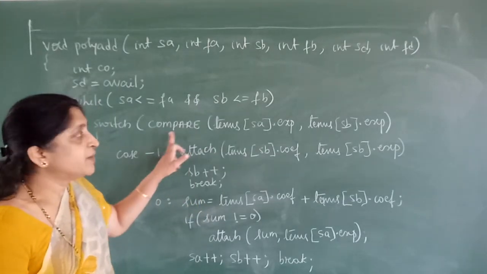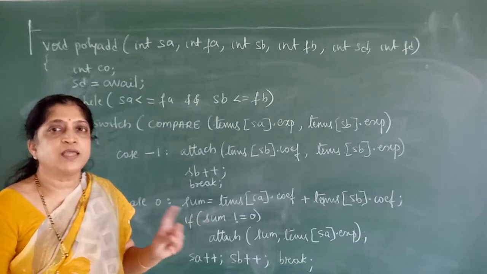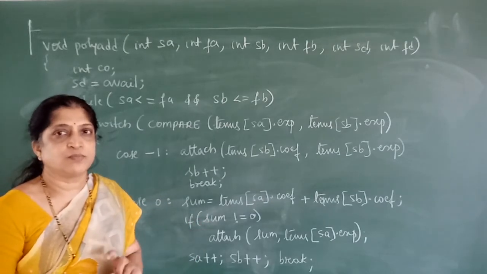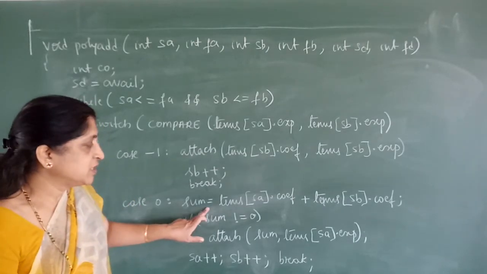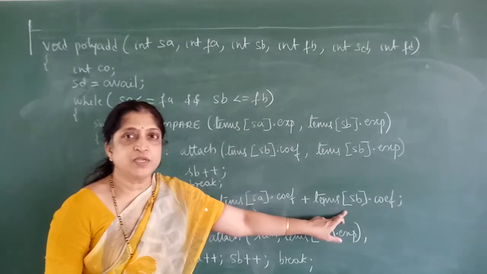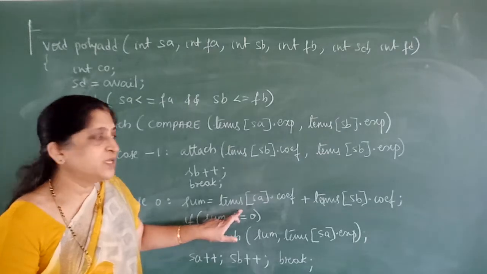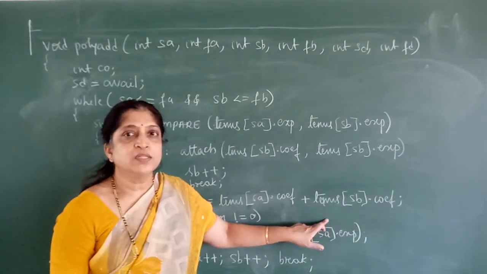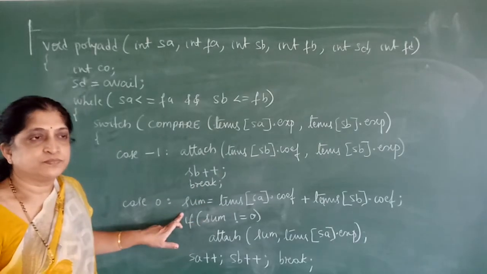Now, if this compare returns 0, it means the exponents of the polynomial a and the polynomial b are the same. So we have to add the coefficients. Here we are doing sum is equal to terms of sa dot coefficient plus terms of sb dot coefficient. That is, the coefficient of the a polynomial is added with the coefficient of the b polynomial and we store the result in the variable sum.